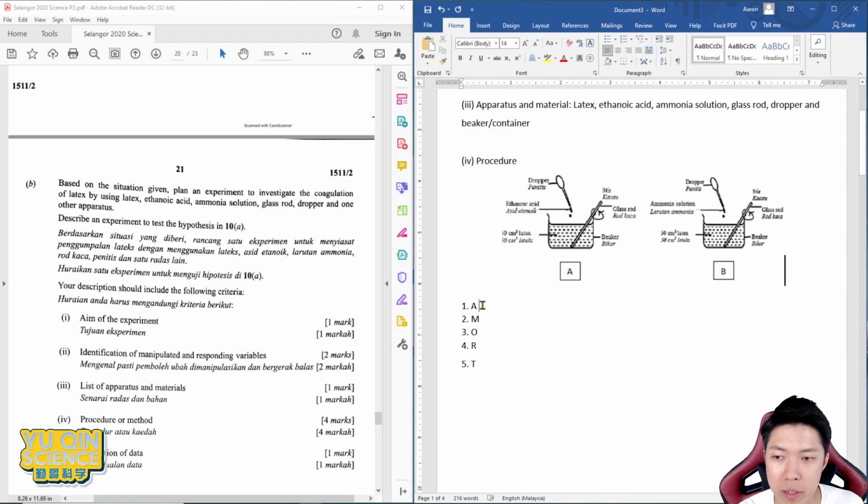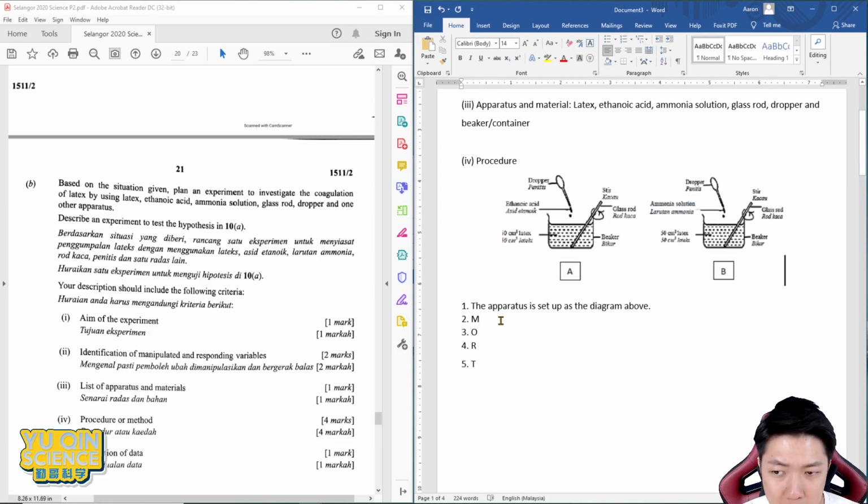A, the first one stands for apparatus. You try your best to talk about like, oh, I set up the apparatus. So how? The apparatus is set up as the diagram above. Okay, like a standard answer that you always write for all experiments. Right. Number 2, M stands for what?